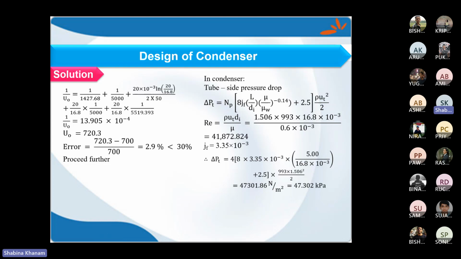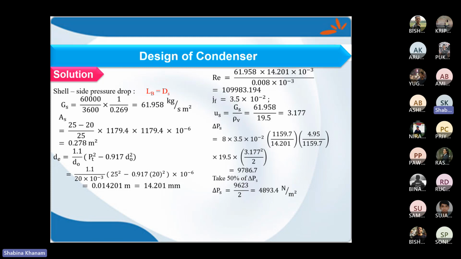So this value is coming as 47.302 kilopascal. And when we consider shell side pressure drop, you know that for condensation in shell side, baffle spacing should be equal to shell diameter. So LB, it should be small l, right? So LB should be equal to DS. Following Kern's method, you can find out the cross flow area at maximum cross flow area. Then equivalent diameter we need to calculate considering triangular pitch. So all these we have already discussed in Kern's method. Reynolds number you need to find.